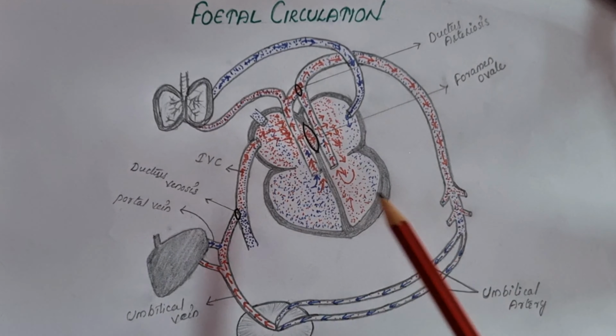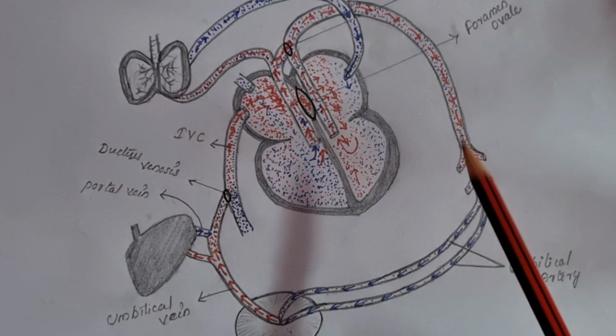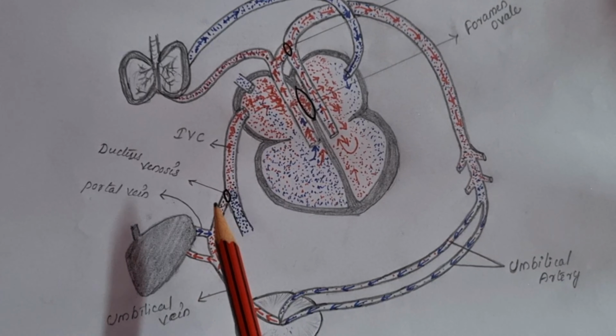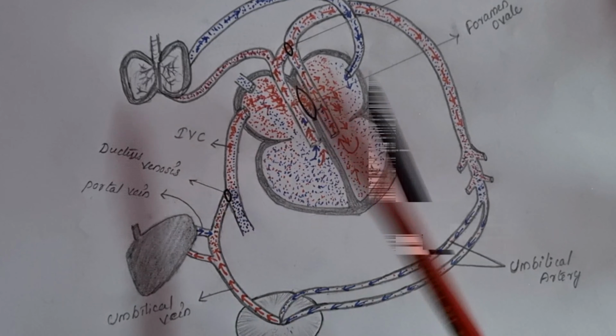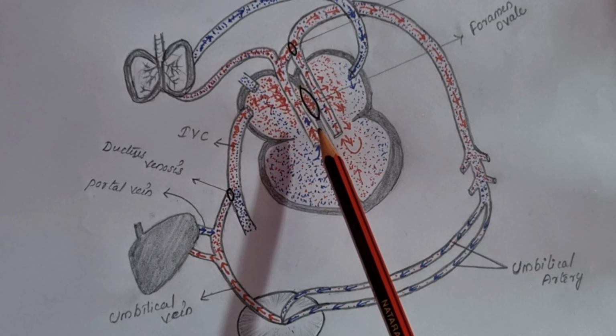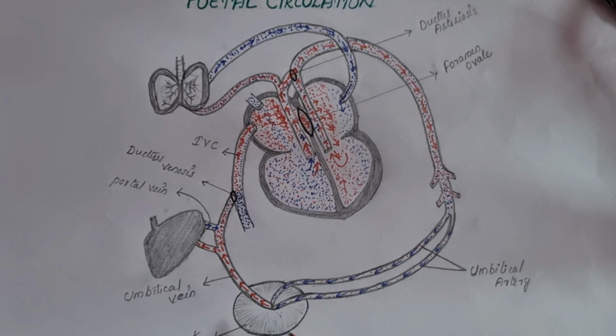The fetal circulation is different from the normal circulation. For this circulation, three shunts are required. The first one is the ductus venosus, then the ductus arteriosus, and the foramen ovale. So the fetal circulation starts from the placenta.